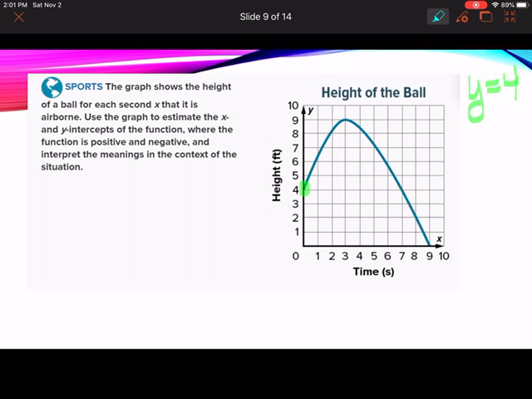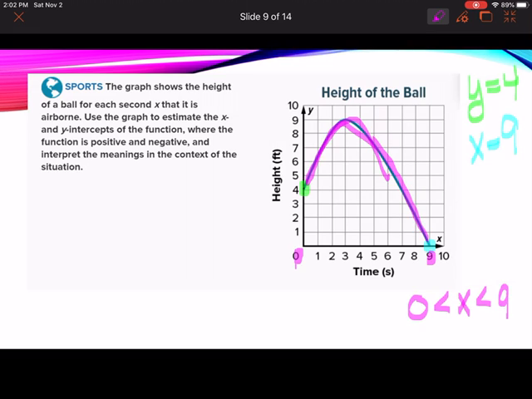Then we have to identify our x-intercept. Well, the only place we cross x is x equals 9. The function is positive in all of these spots. So it's positive in between, and we define it by x value. So it's positive between 0 and 9. So I would write 0 is less than or equal to x is less than or equal to 9. So that means it's in between there.